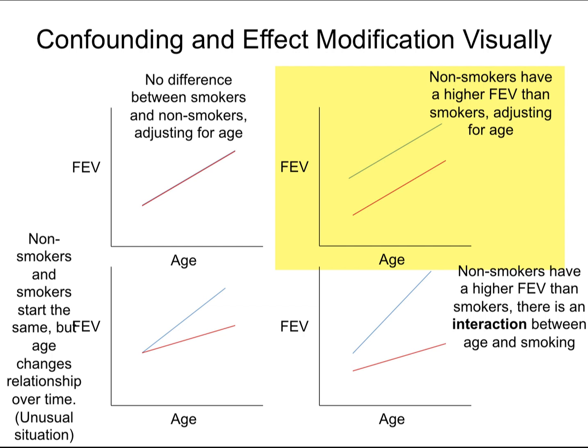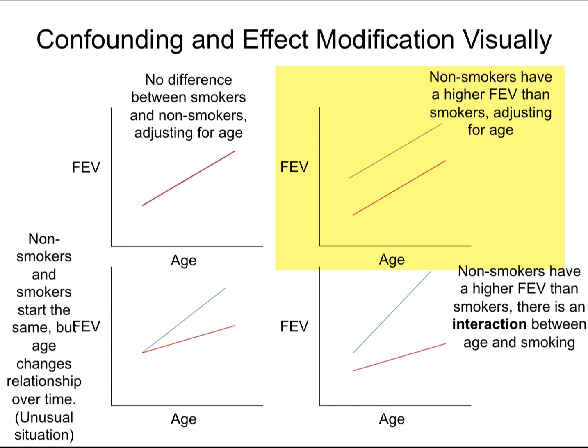This assumes that the slope for the effect of age on FEV is the same for smokers and non-smokers, which is the same as assuming that the effect of smoking on FEV is the same across age groups. In this situation, the bias due to age confounding is removed. So we can answer the question, what is the effect of smoking adjusting for age?